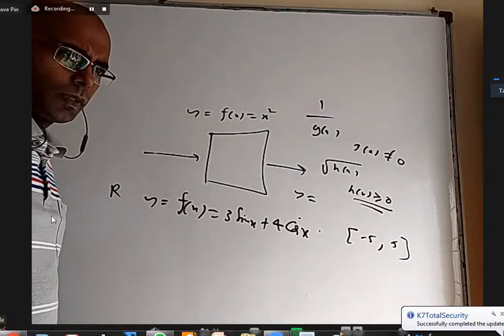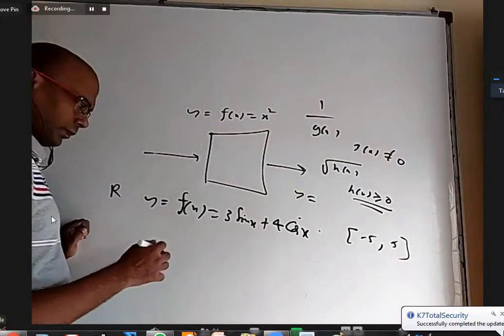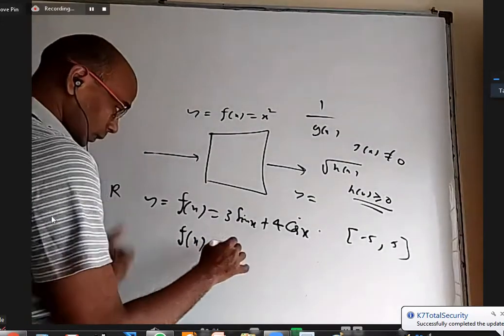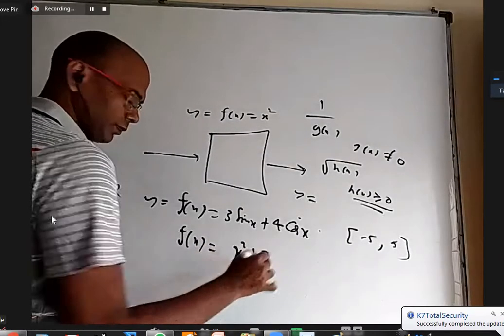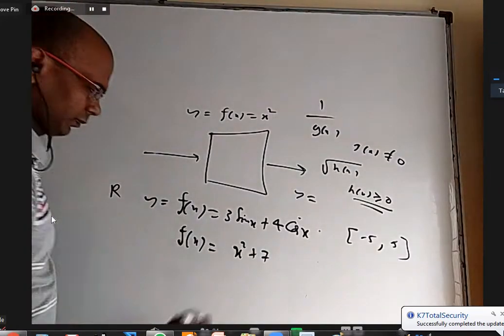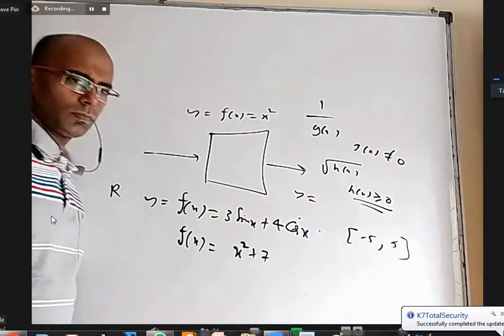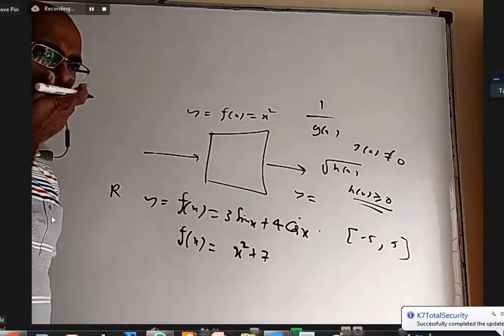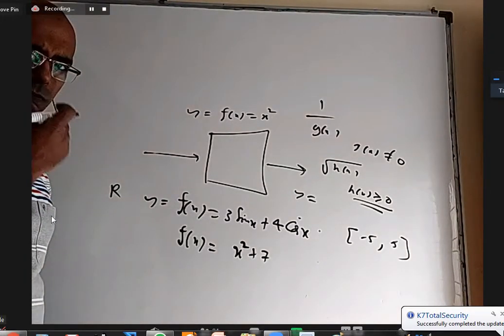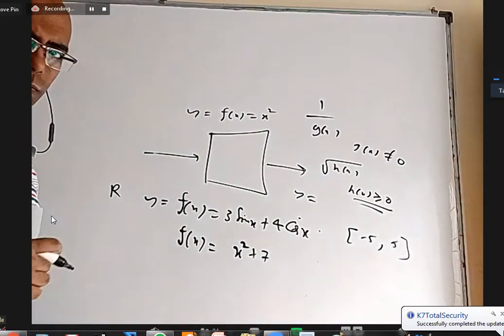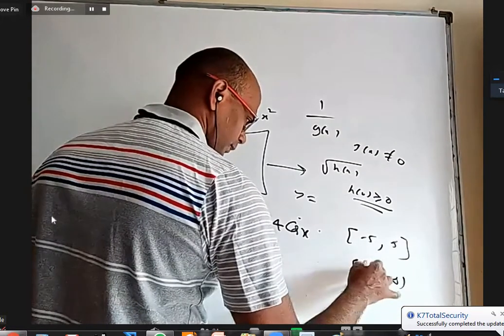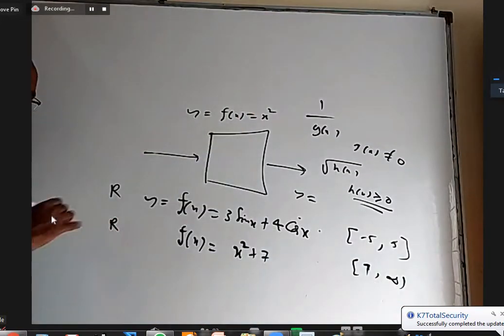All right. Let me give another function. f of x is equal to x square plus 7. What is the range of this? 7 to infinity, closed interval 7 to infinity, open at infinity. Okay. And the domain is all real numbers.